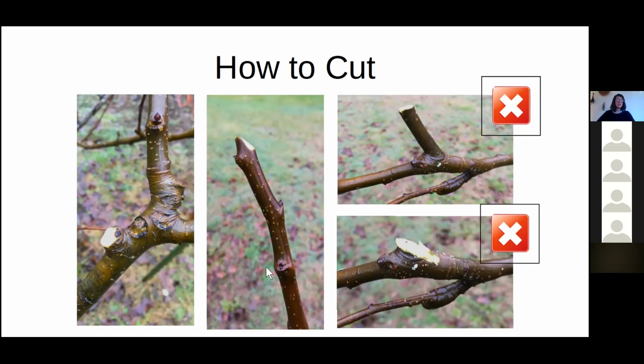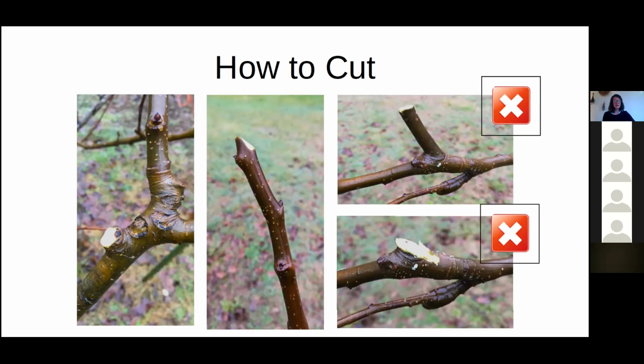So just as we go into the pruning, this is one of those things that you need to keep in mind every cut you make. Is it angled? Is it close to a bud? Am I leaving a stub? Okay, maybe I'll go further down. Is this going to be a clean cut? Just keep those things in mind if you can.